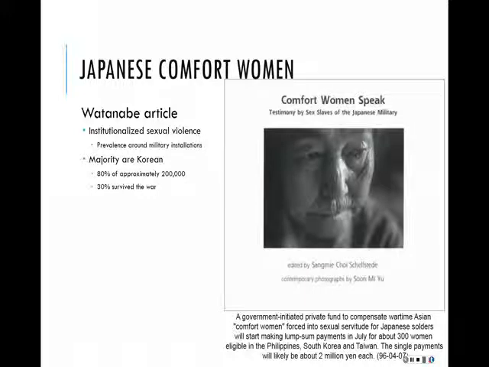Okay. And so the majority of the women that the Watanabe article is focusing on are Korean women, and about 80% of the approximate 200,000 women that were considered sex slaves were Korean. And then 30% of those women survived the war. So we know that race and ethnicity played a role.